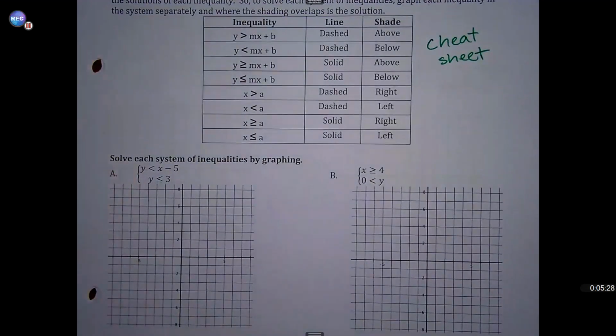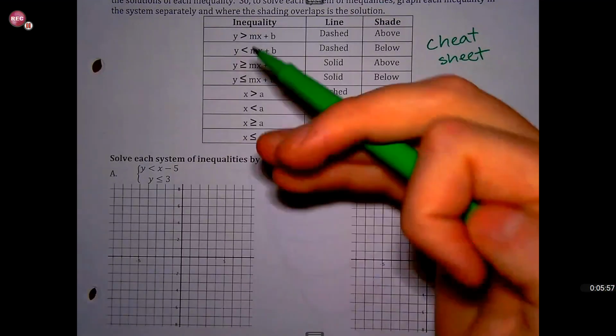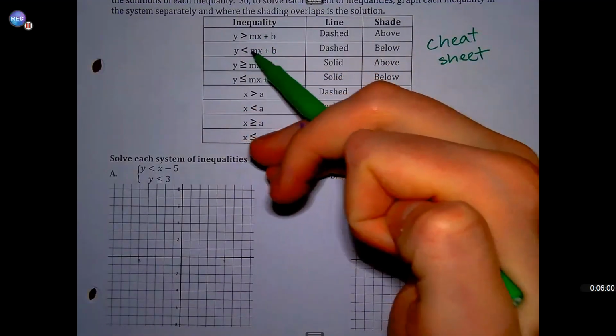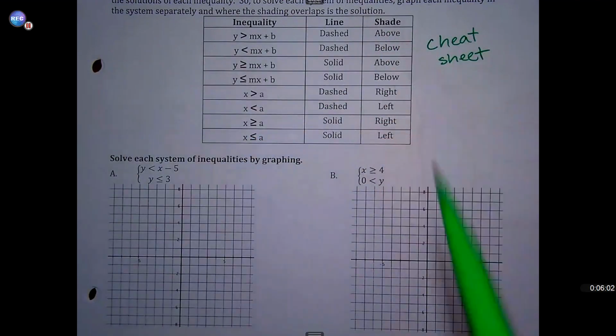And the idea is that I can tell what each of my inequalities should be, at least where I'm shading, based on this cheat sheet, okay? And here, this is the important part for us. What you'll notice on each of these is that the inequality is facing a different direction based on whether or not you're shading above or below it, okay?